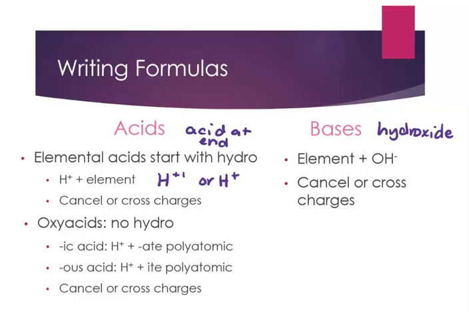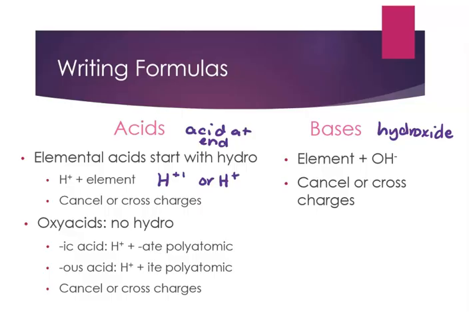If it starts with hydro, then it's going to be H+1, and the other part is going to be the element of whatever it is that you see. So if it's hydrochloric acid, then hydro is my prefix and chloric came from chlorine. If it's hydrobromic acid, then hydro tells me it's an element and the rest of it is bromic, which comes from bromine, so I would just use bromine. You have to kind of piece together where it came from.